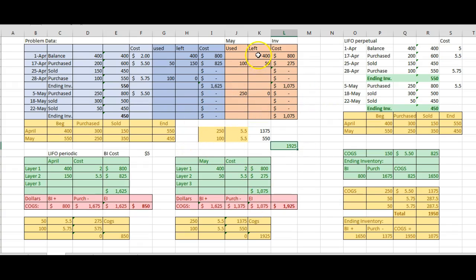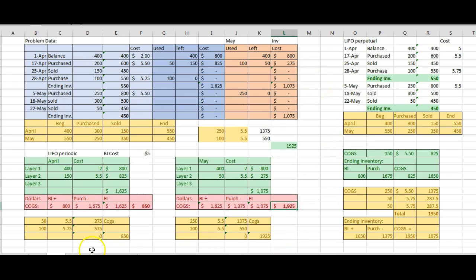What do we have left? I have 400 at $2, and I have 50 at $5.55. And if I plug those numbers in, I get $1,075. Okay, so my beginning inventory was $16.25. If I add my purchases here, I come up with $13.75 is what I bought. And my ending inventory here is $175. So if I add beginning plus purchases minus ending, I end up with $19.25 for cost of goods sold. And they match. That's good.